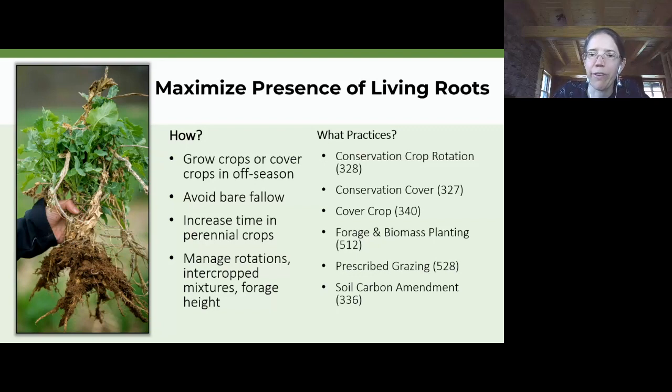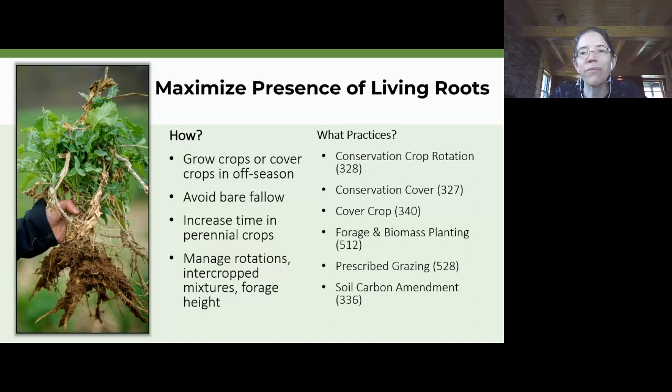We want to avoid bare fallow. I know there are definitely reasons for bare fallow. It can be hard to get away with when you have insidious weed pressure, like on some organic farms, but wherever possible, if we can avoid bare fallow, that's certainly better for soil health. We want to increase time in perennial crops. So whoever has a production system that can take advantage of some perennial crops, this is one reason to integrate livestock where that is feasible. Perennial crops are really pretty ideal for soil health because they're your living roots year round, right? And we need to manage our rotations and intercrop mixtures and forage height to adequately address that.